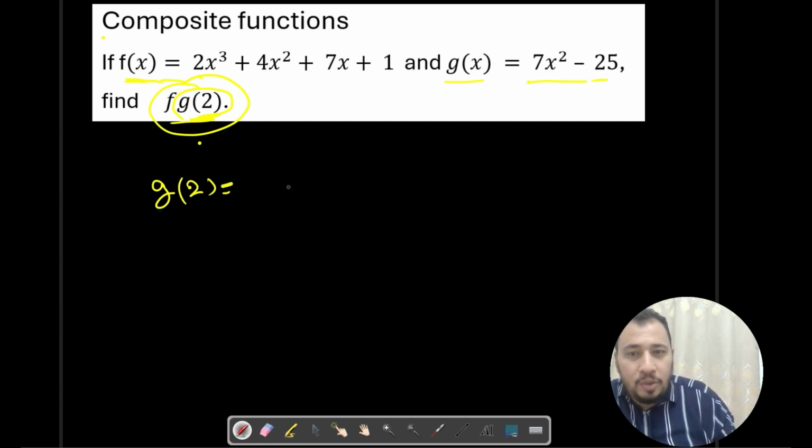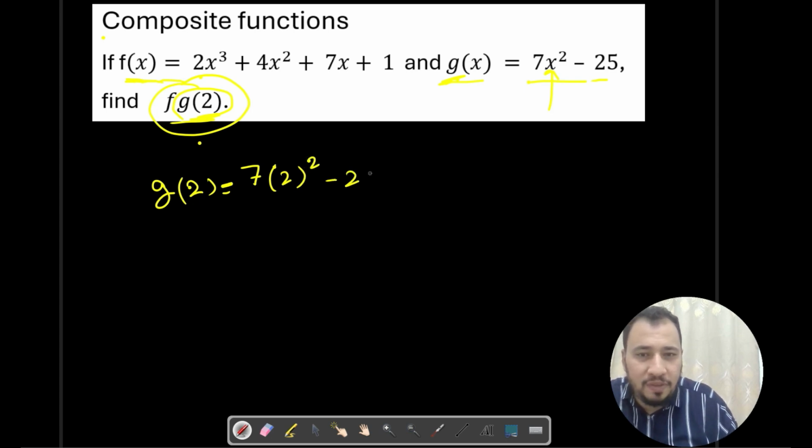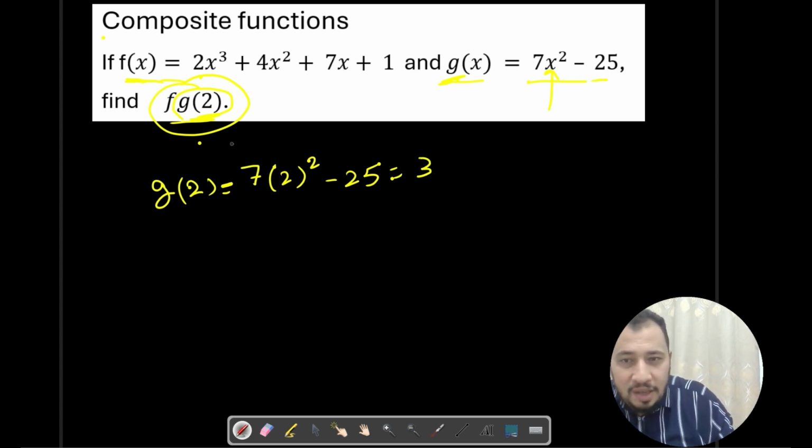To get g of 2, you'll go to function g, substitute x with 2. So it's going to be 7, and here 2, power of 2, minus 25. 7 multiplied by 4 is 28. 28 minus 25 is what? Is 3. So this is g of 2. As I told you, this is the function which should be performed first.